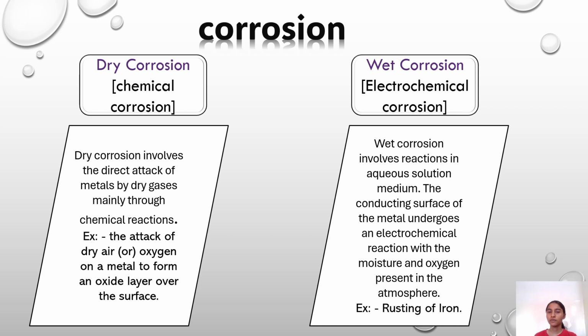Then the second one is wet corrosion. Wet corrosion is also called electrochemical corrosion. Wet corrosion involves reaction in an aqueous solution medium. The conducting surface of the metal undergoes an electrochemical reaction with the moisture and oxygen present in the atmosphere. Example of wet corrosion is rusting of iron. Next we will see one video of rusting.